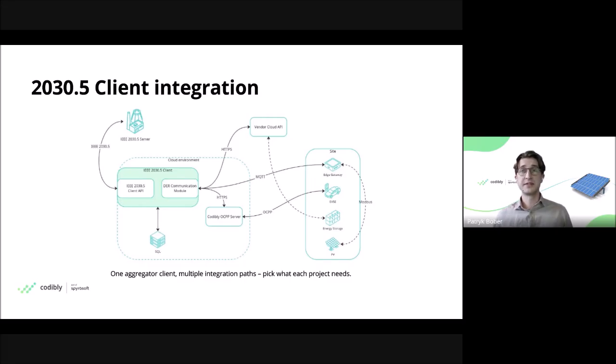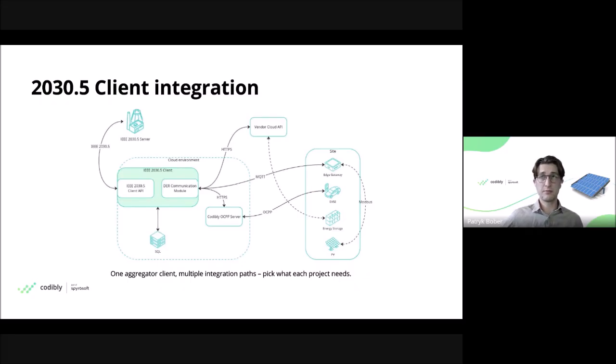The first option is a vendor cloud API over HTTPS, which is how you'd connect to a fleet of consumer batteries managed by their OEM cloud, for example. The second option is Codibly's own OCPP server, which the client uses over HTTPS and which then speaks OCPP downstream to EV chargers, which is a natural fit for managed charging programs. The third option is a connection to an edge gateway over, for example, MQTT, where the gateway then talks SunSpec Modbus locally to inverters, batteries, and PV systems on the same site.